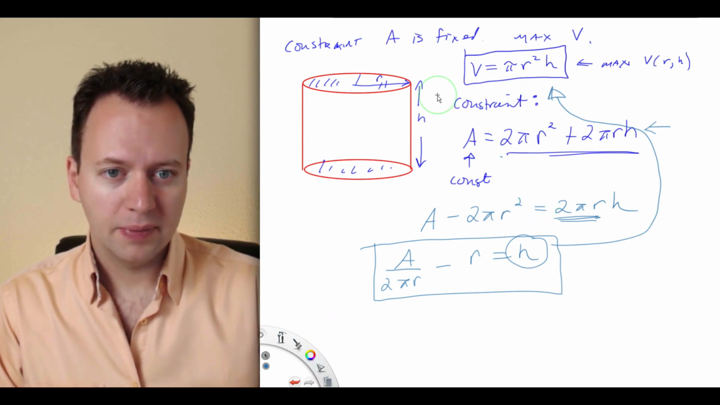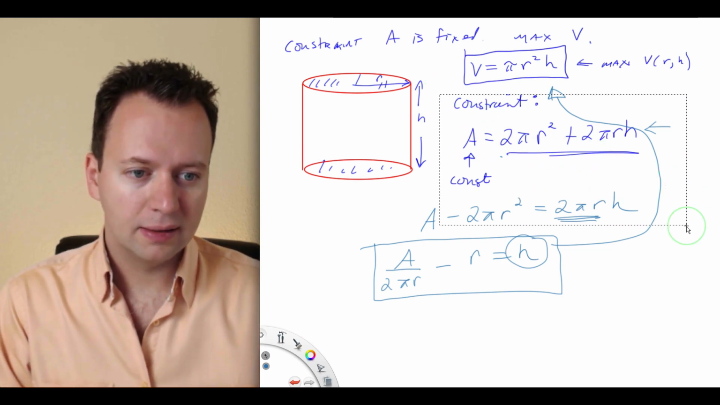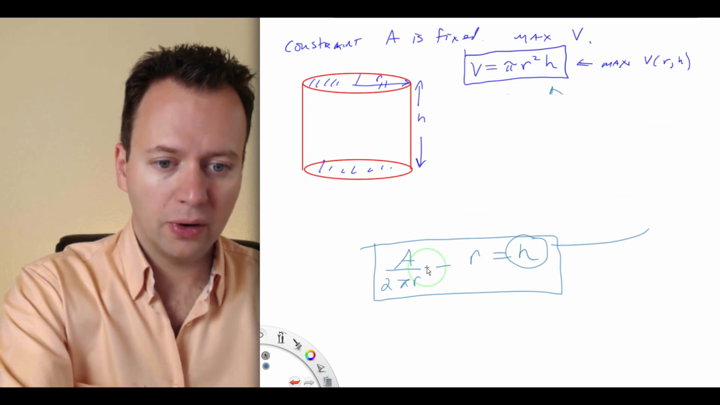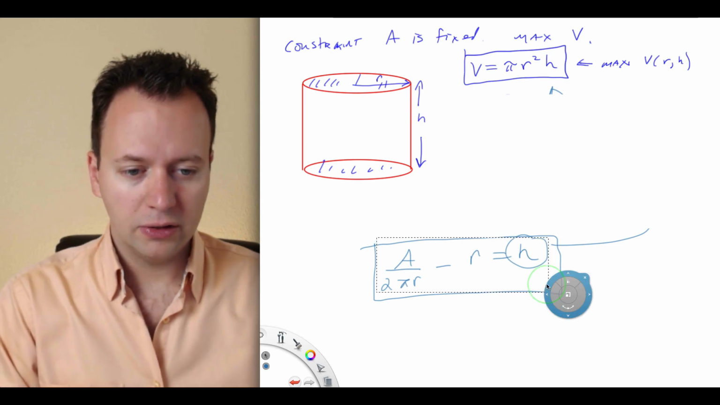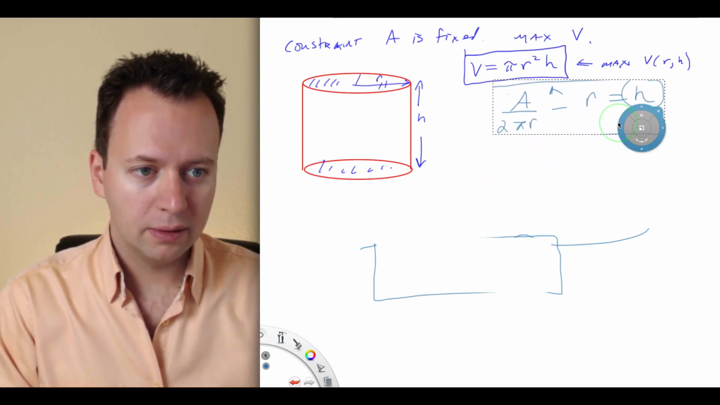So let's clear some space here. So since we've used the constraint to derive this equation, let me just pick this and slide this up here. Pretty cool.